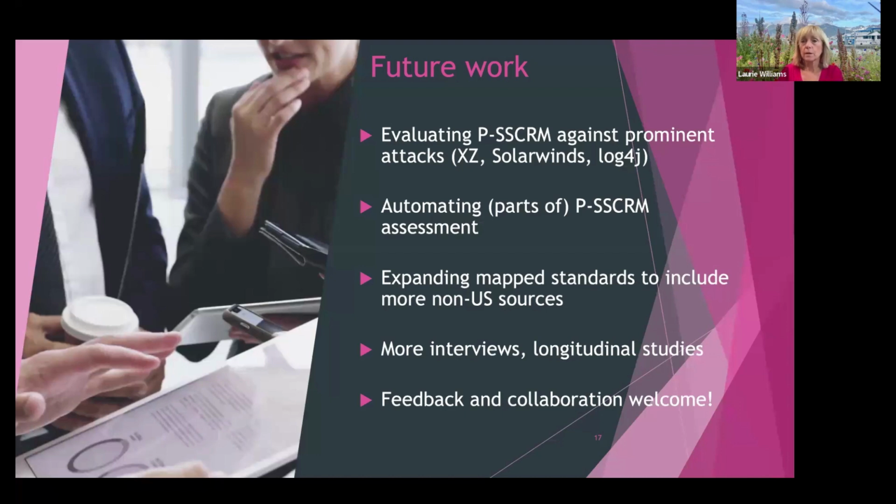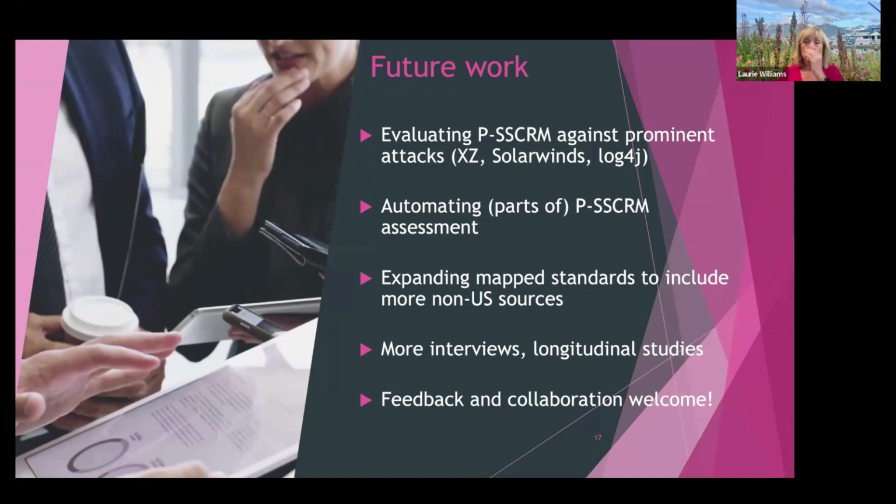So for future work, some of the things that we're doing is evaluating P-SSCRM against prominent attacks. So we're looking at XZ, SolarWinds, and Log4j, and the events of what happened there, and then mapping that to the controls or tasks to see if someone followed any of P-SSCRM or any of the frameworks, could they have prevented that? And in doing that, what we'll be finding is what are the gaps in the frameworks, and also what are the most needed tasks in order to prevent.